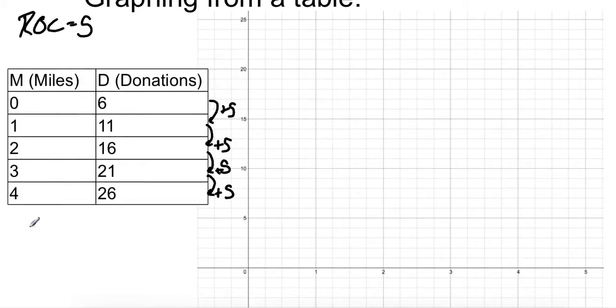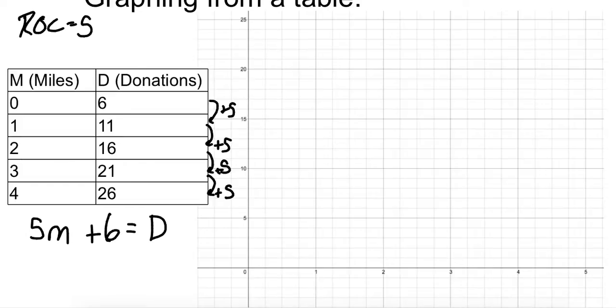Now we started out with $6 in donations, which means that we've added $6 to our original amount. So our rate of change in this example is 5. We multiply that by the number of miles we go. This is our independent variable. And then we're going to add 6 because if we run 0 miles, we'll still have $6. So I need to make sure I add that on to the rest of my equation. And that's equal to the amount of donations.